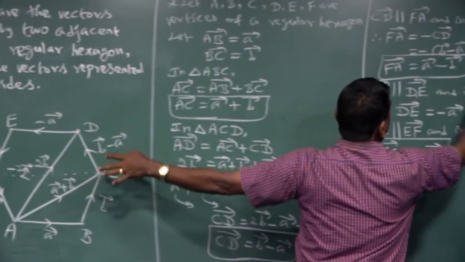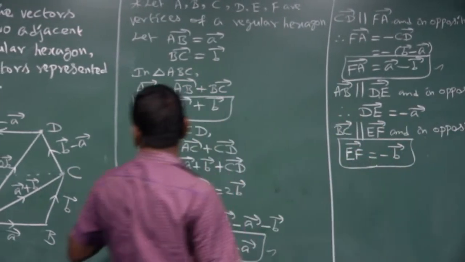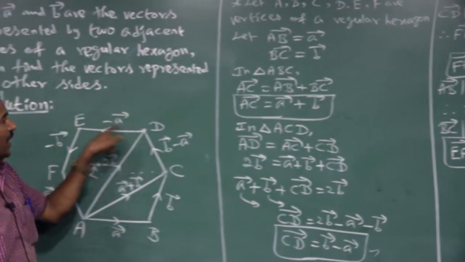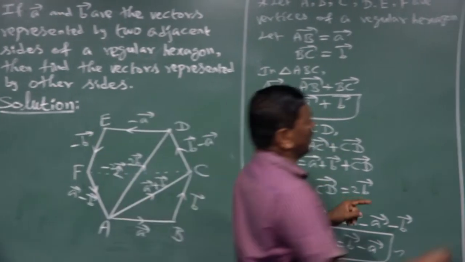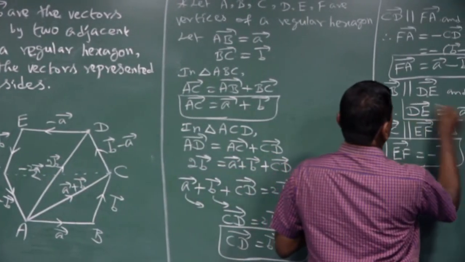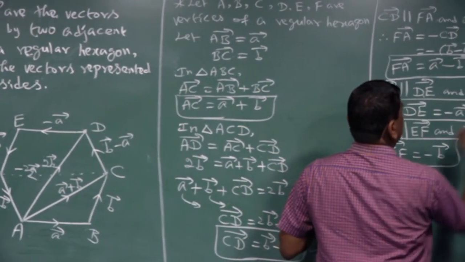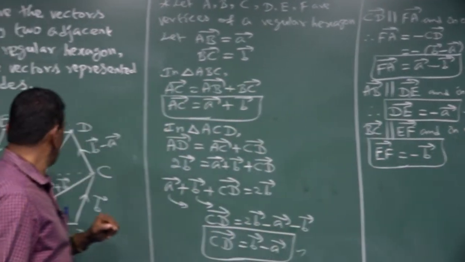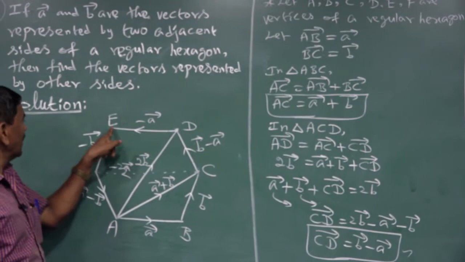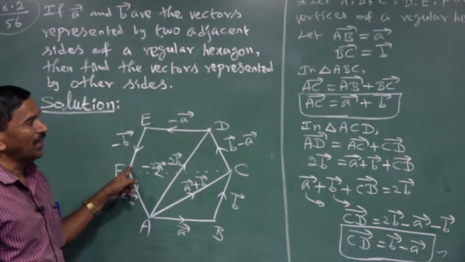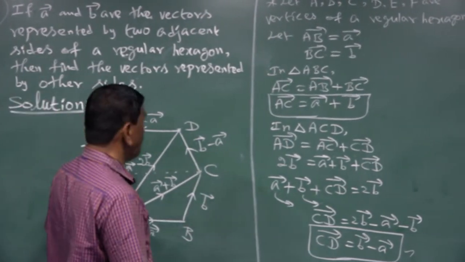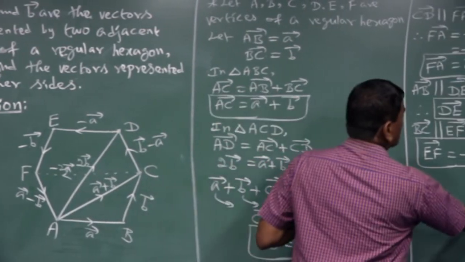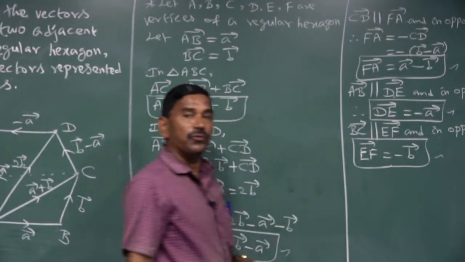Second one. Next, we need DE vector. Yes, DE vector is ready, which is the third side. Next, last one, EF vector. EF vector is equal to minus B vector. So all the remaining 4 sides are ready.